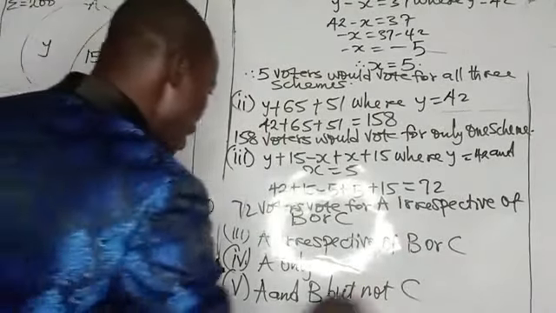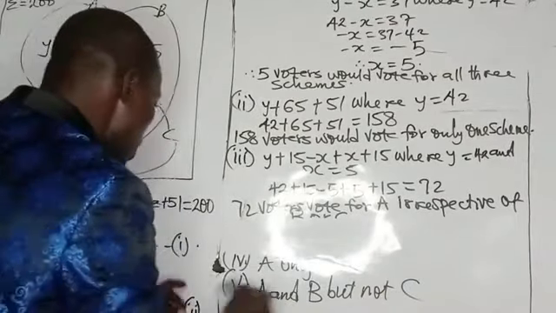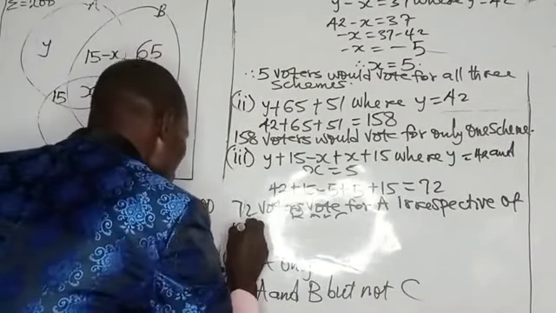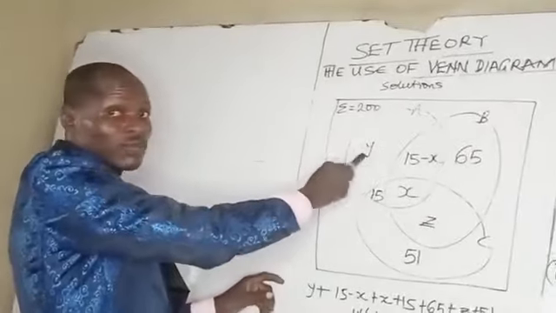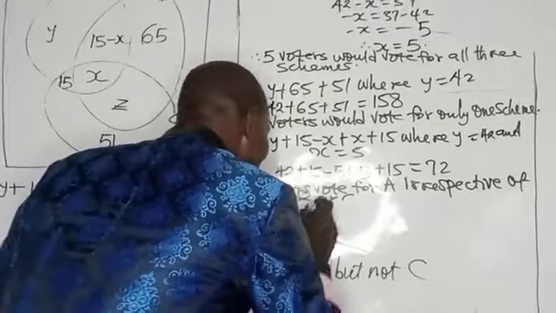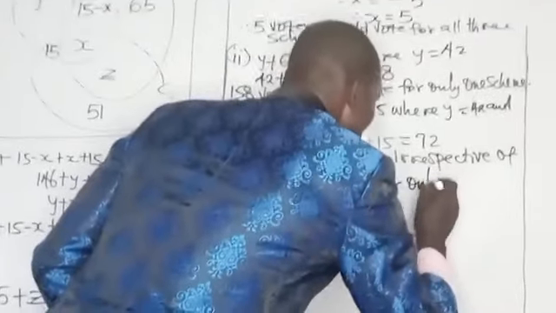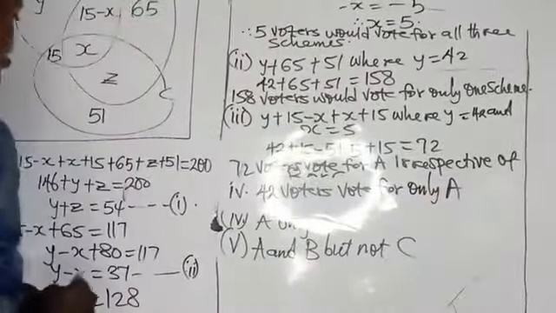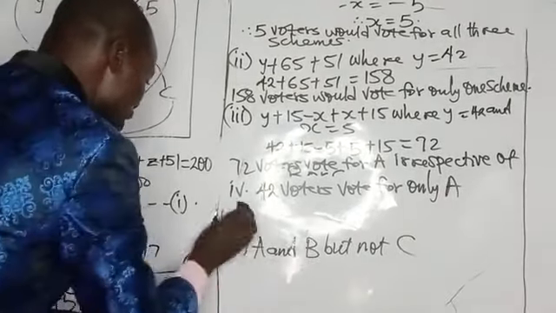Then Roman figure 4. It says A only. To go by the question, A only is Y. And the value of Y is 42. So that means 42 voters vote for only A. The last one, we have A and B but not C.